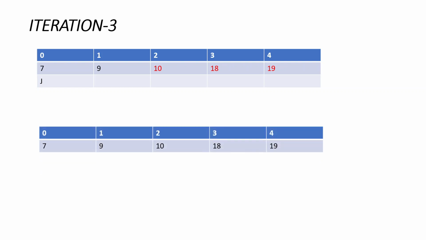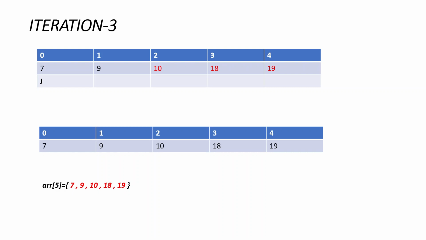Now the final iteration is completed because 7 and 9 have reached their positions, and all the elements have reached their positions, where 7, 9, 10, 18, 19 are in ascending order. So after sorting, the elements are 7, 9, 10, 18, 19.